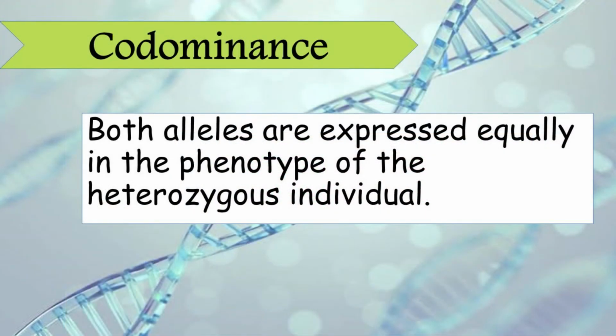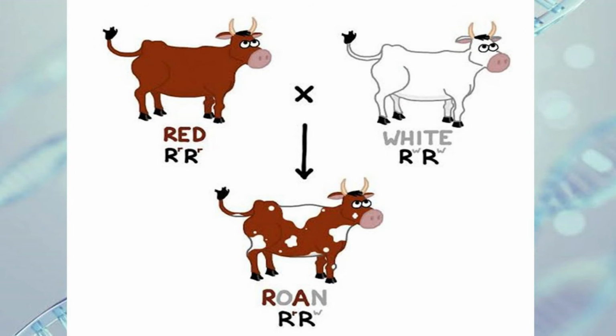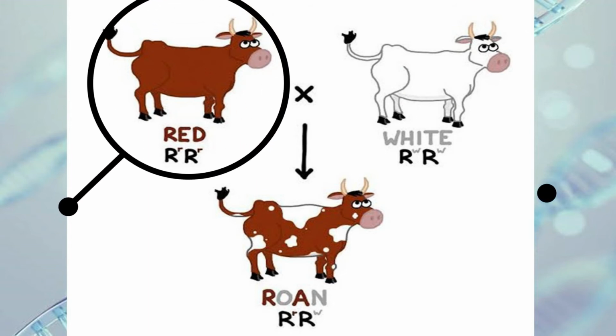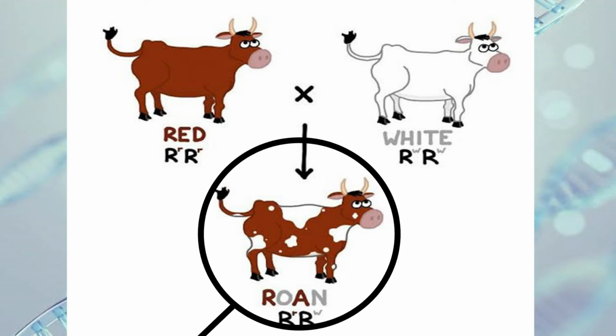Codominance. Both alleles are expressed equally in the phenotype of the heterozygous individual. The resulting heterozygotes exhibit the traits of both parents. An example of codominance is roan fur in cattle. When a red cattle is crossed with white cattle, the offspring will produce a roan fur cattle wherein phenotype from both parents can be seen.